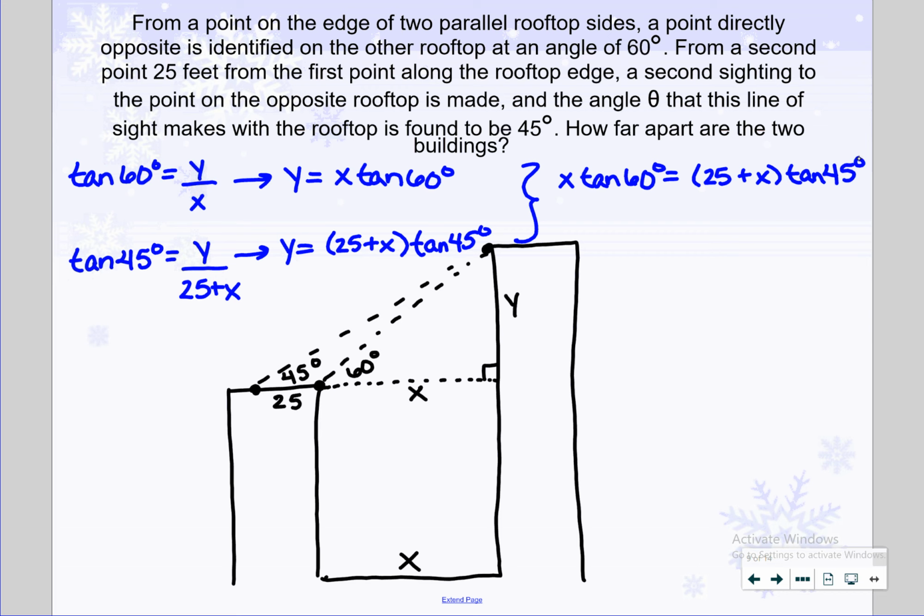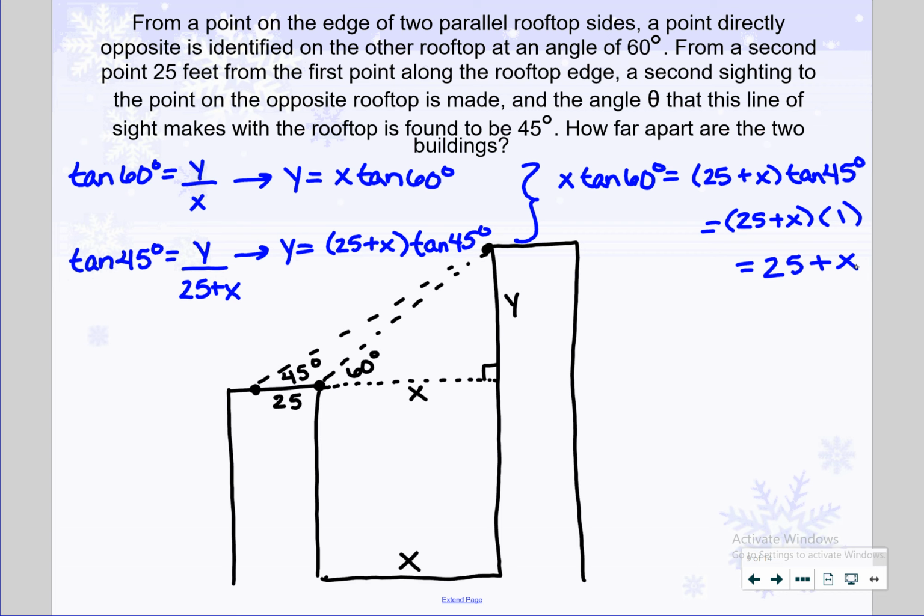Tangent 60 and tangent 45 are just numbers. You could at this point just type those in your calculator and see what they are equal to. Actually, these are ones that we did find yesterday. If you look back in your notes, does anybody remember what tangent 45 is equal to from yesterday? You can flip back if you want to. What's tangent 45? It's 1. Yeah, so 25 plus x times 1, this whole side is just 25 plus x.